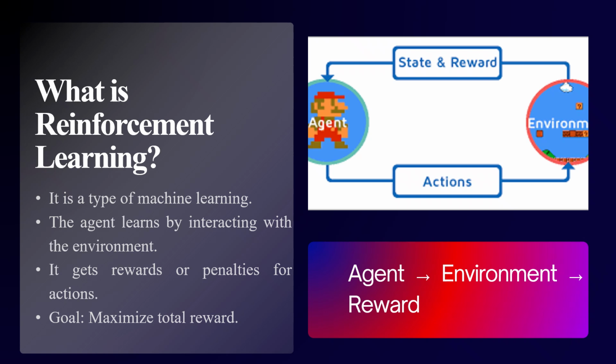So let's see agent, environment, and reward. To understand Q learning, we first need to understand how reinforcement learning works. It's based on this simple idea. The agent interacts with an environment and receives a reward for the action it takes. If the agent takes a good action, it gets a reward. If not, it gets a penalty or nothing. The goal is to learn the best action to get the highest reward.